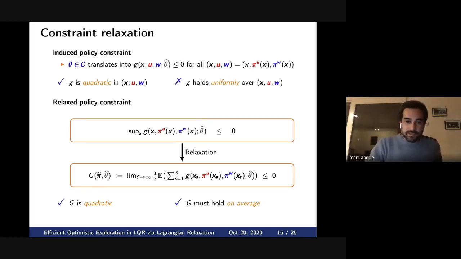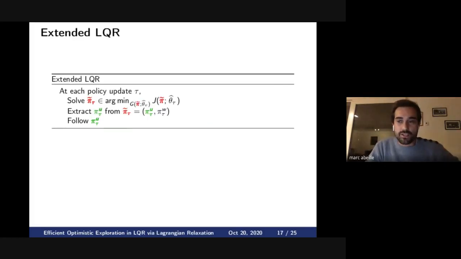Okay, so thanks to this reformulation and relaxation, we obtain a novel optimization procedure to compute the optimistic policy that leads to a slightly different algorithm. So in a very abstracted way, at each policy update, what we should do is to solve the extended control problem to get an augmented policy pi tilde, and then extract from it the component pi u that corresponds to the control, and follow pi u for the rest of the episode.